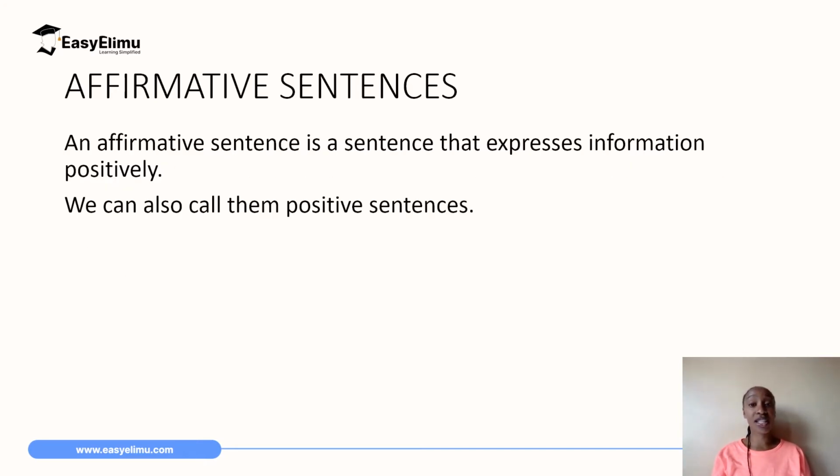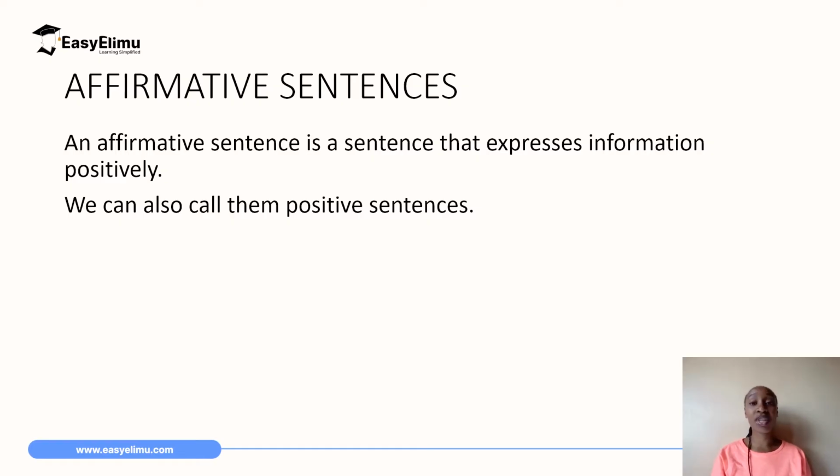So with that understanding of what a sentence is, let us now go into affirmative sentences. And just from the word affirm, you can tell that affirmative sentences are sentences that relay or give information in the positive. So if you want, you can call them positive sentences. For example, if I say, I won the award, that is a positive sentence. You're giving positive information. I won the award.